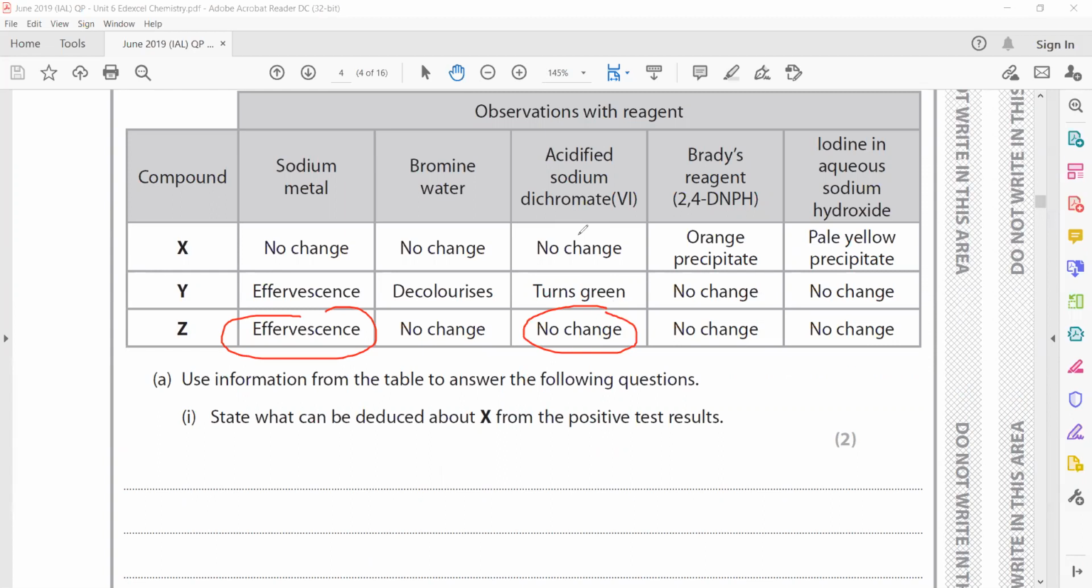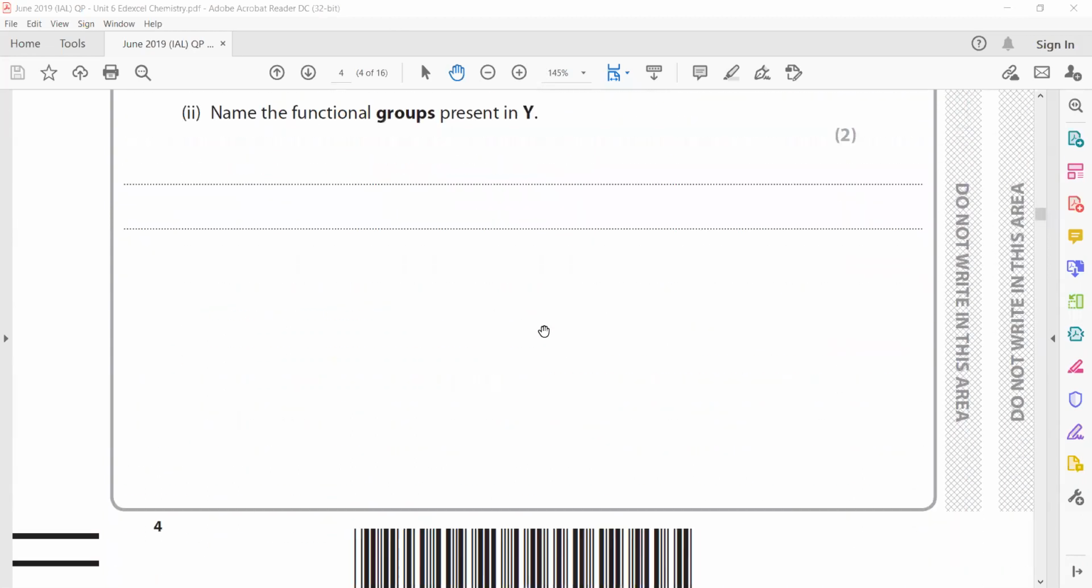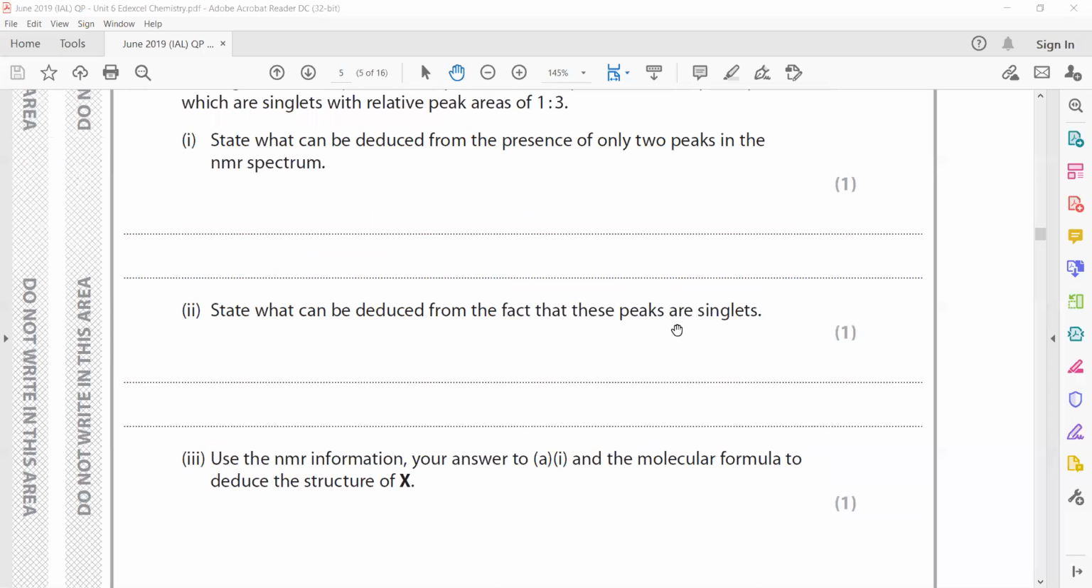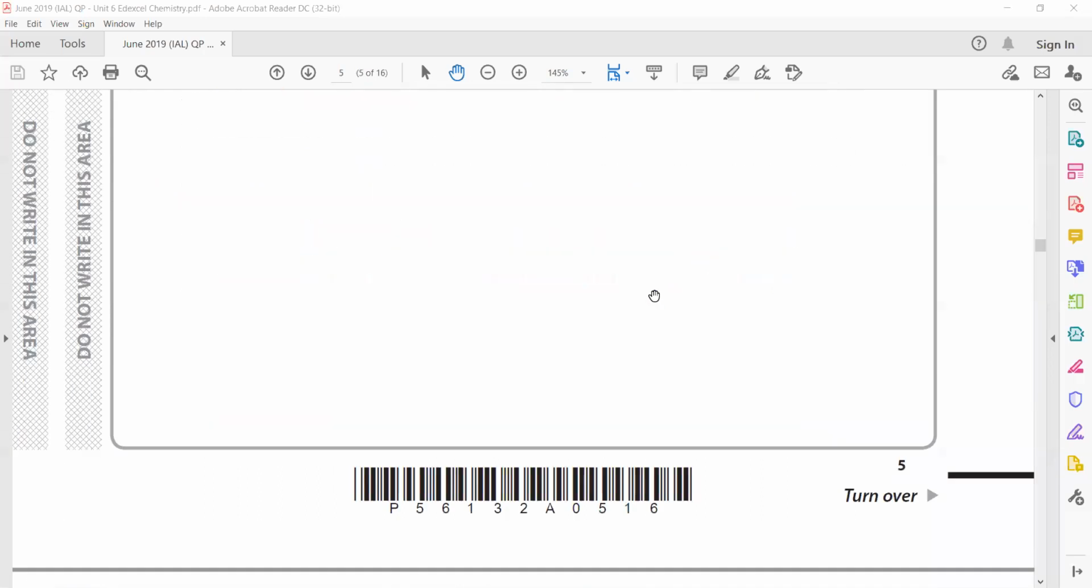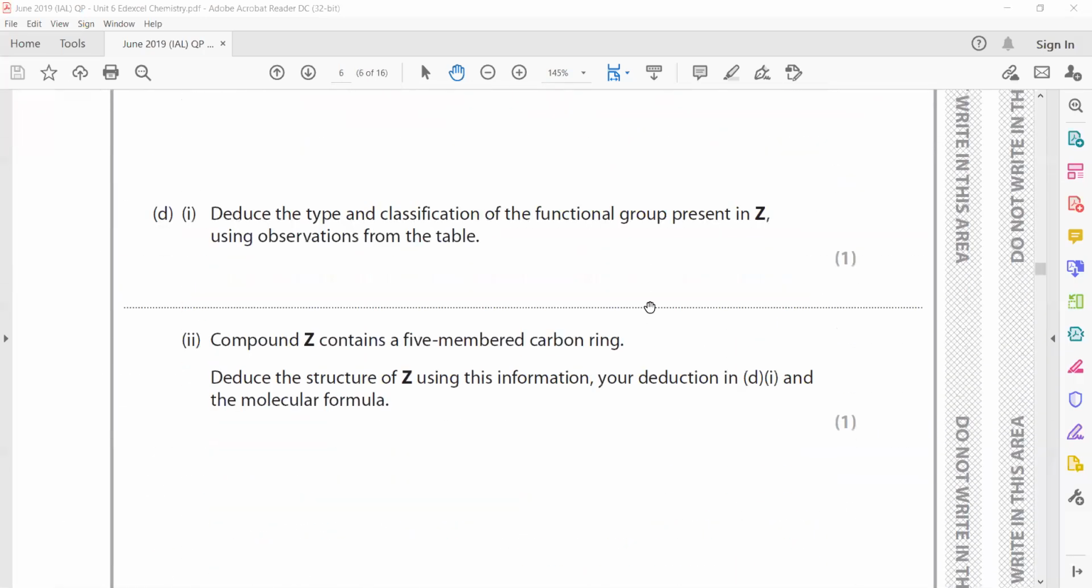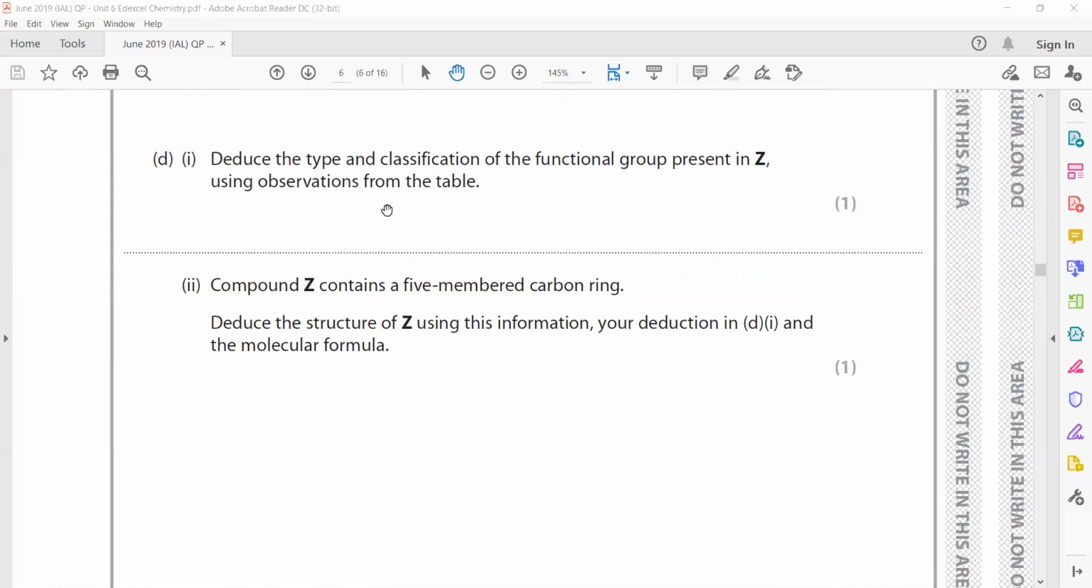Why not primary or secondary? Because primary and secondary can be oxidized, tertiary cannot be oxidized. So this gives an idea that this is a tertiary alcohol. Tertiary alcohol means a carbon which is attached to the OH group having 3 alkyl chains. So to deduce the type and classification of the functional group, it is a tertiary alcohol.